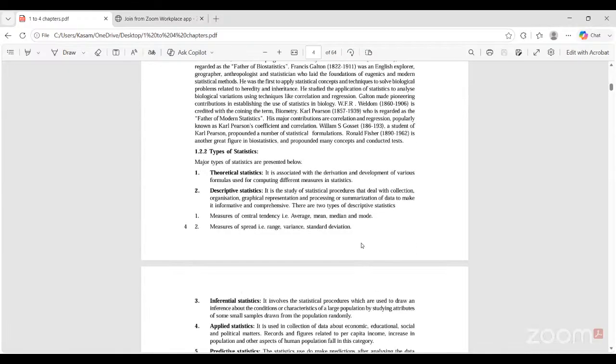The types of statistics are associated with the derivation and development of the various formulas used in computing different measures. Descriptive statistics means the statistical procedures that deal with the collection, organization and graphical representation of data. The data will be collected wherever we can.